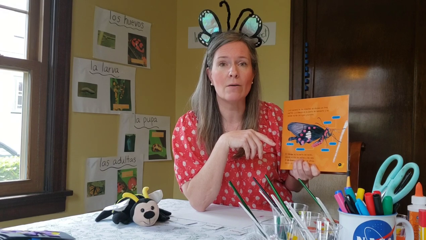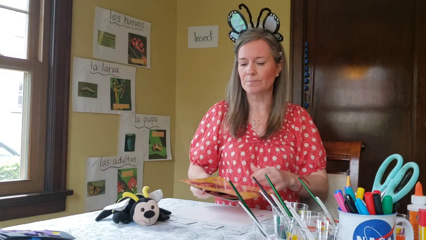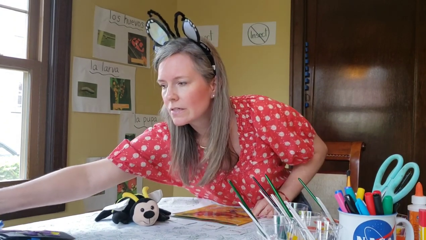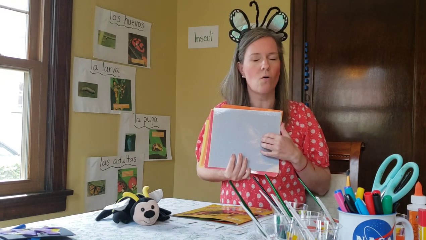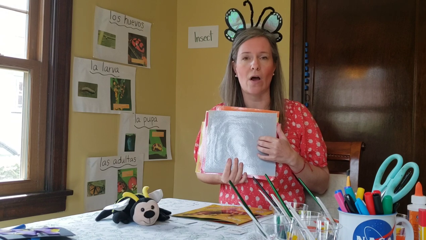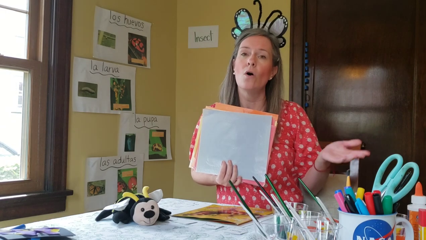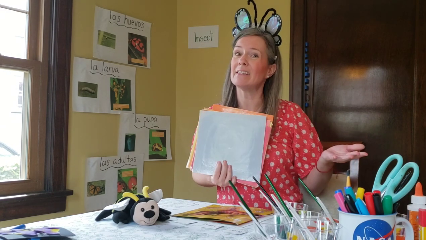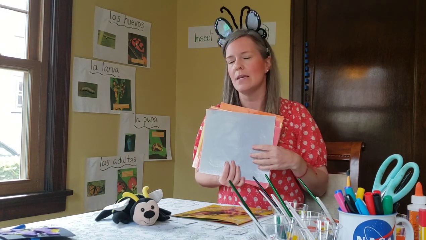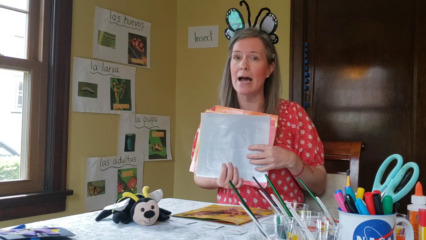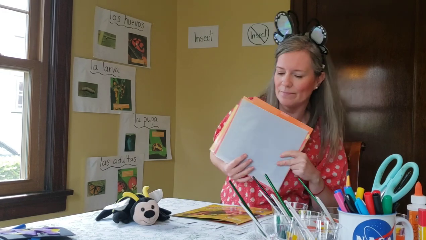So we're gonna play a game now called Insect, Not an Insect. And what I have here are some pictures. And these pictures have either maybe an insect on them or not an insect on them. So I'm gonna show them to you one at a time and you tell me, is it an insect or not an insect? Remember, an insect will have a head, a thorax, and an abdomen, and six legs. If it's not an insect, it will not have a head, a thorax, and an abdomen, and it will not have six legs. Okay, let's see how you do.